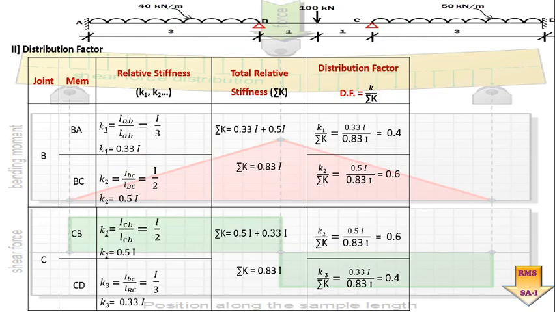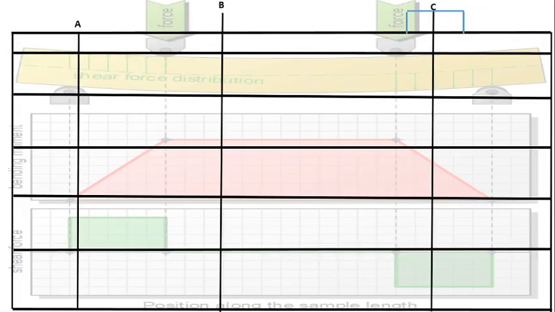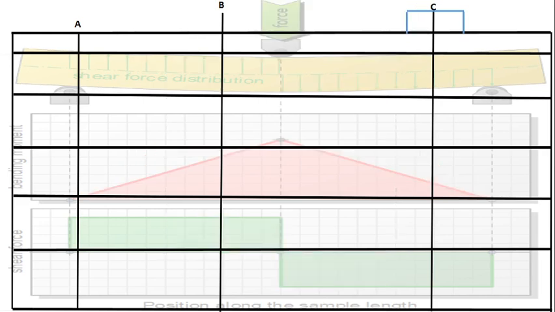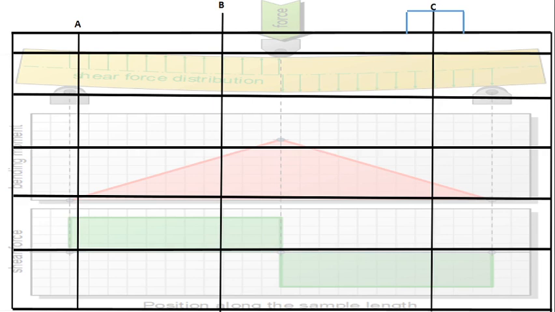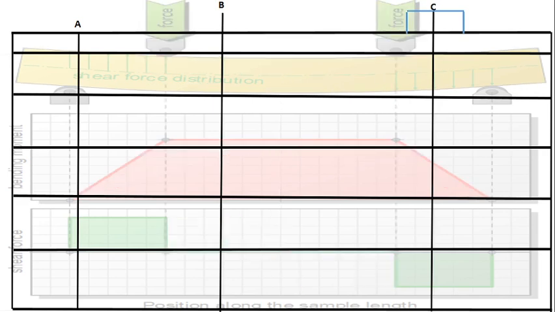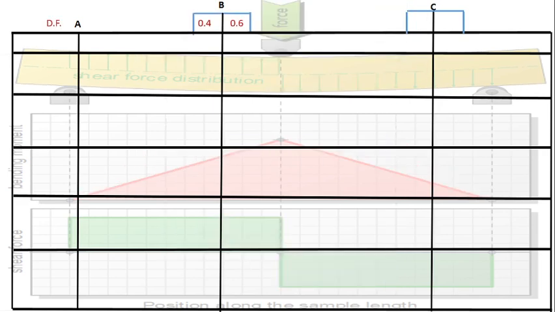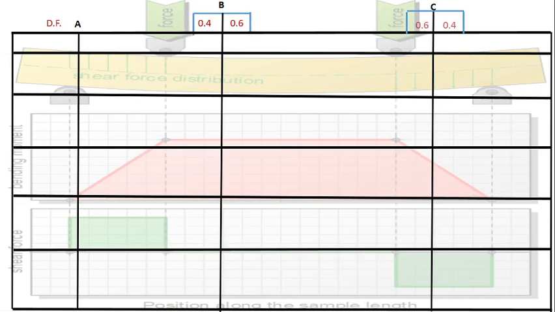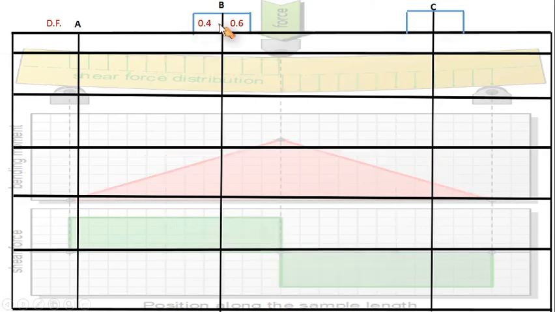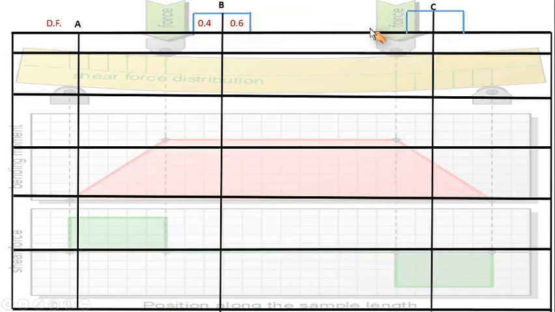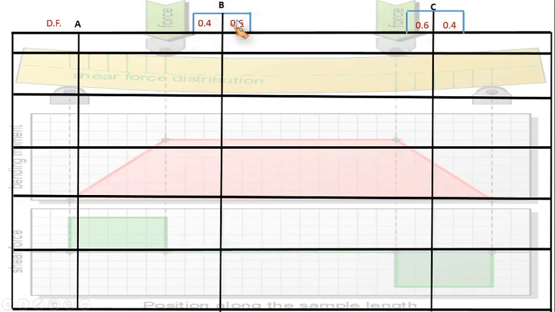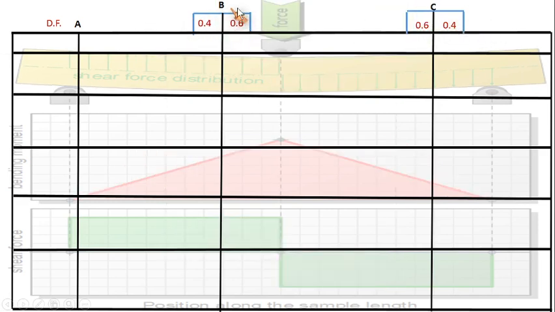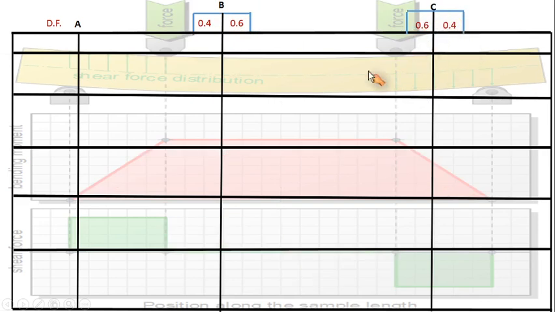Is it okay? Now the next is the analysis by the moment distribution method. We have to form a tabulated form like this, as we did in the earlier cases. Same table we are going to form, in which we will first of all place the values of the distribution factor about point B and about point C. So about B it was 0.4 and 0.6, and about C it was 0.6 and 0.4. If you do the algebraic summation of these two, it comes out to be unity. Same is the case with joint C.